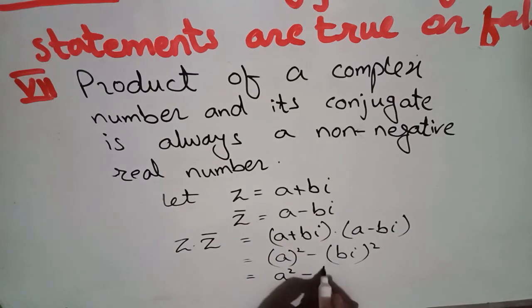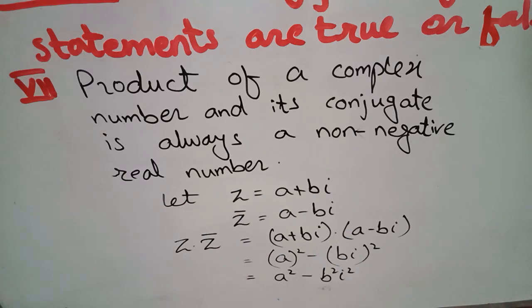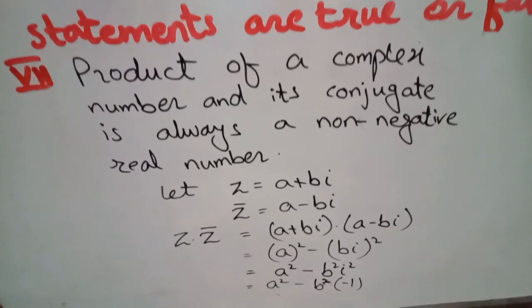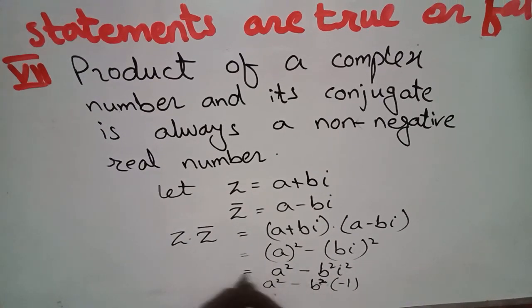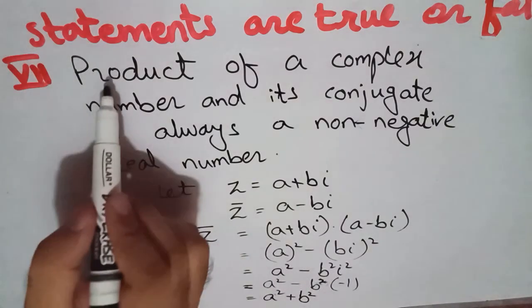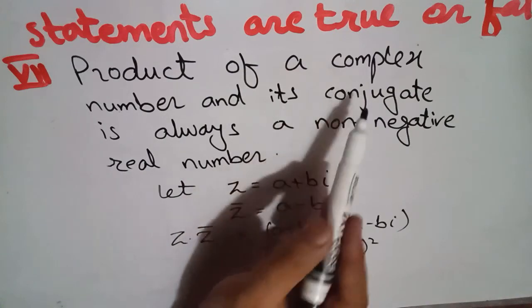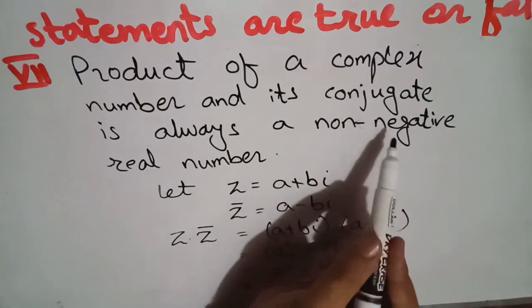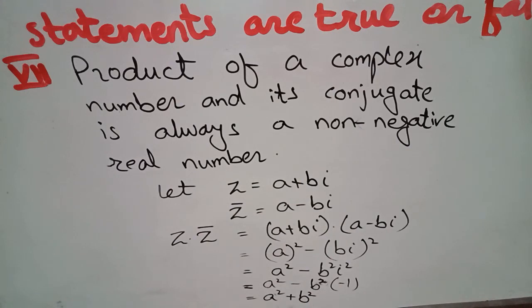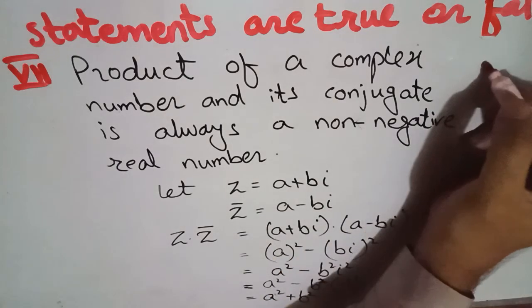a square minus b square iota square. As you already know, a square minus b square, and instead of iota square you will write the value of iota square, that is minus 1. At the end the answer will be a square plus b square. So the statement is that the product of a complex number and its conjugate is always a non-negative real number. Non-negative means positive, so it is a true statement because there is no iota with this statement, and it is non-negative, so you can write here true.